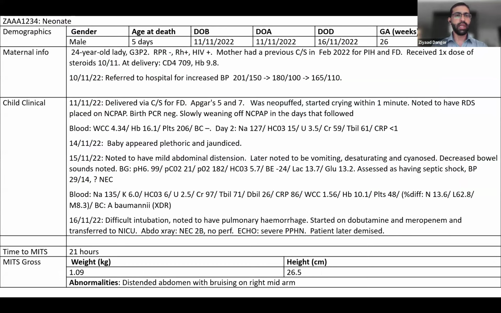So this is a neonate. The baby is 5 days old. The baby was born in 2022 and demised on the 16th. So the baby only survived for 5 days. The gestational age was 26 weeks, and the baby was born at 1,005 grams.